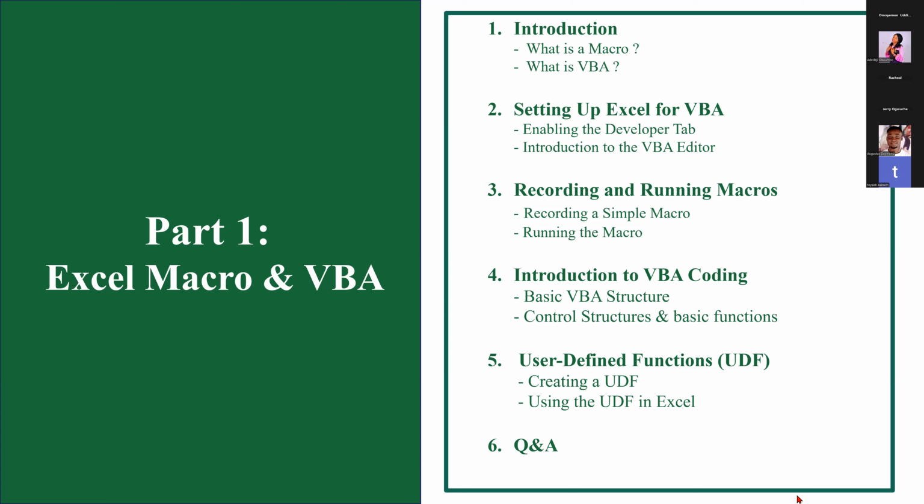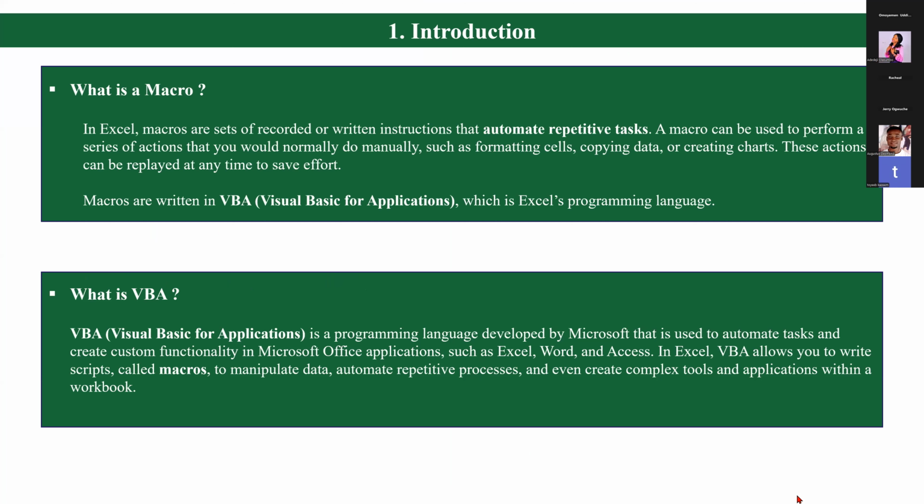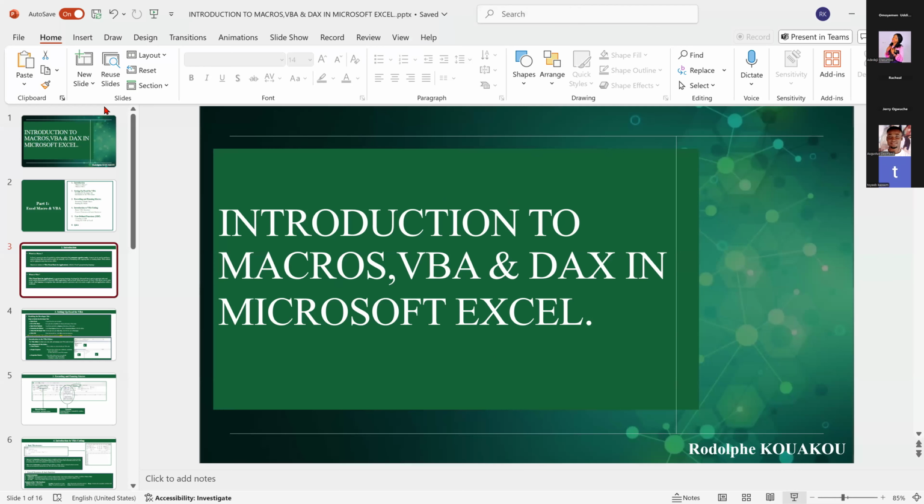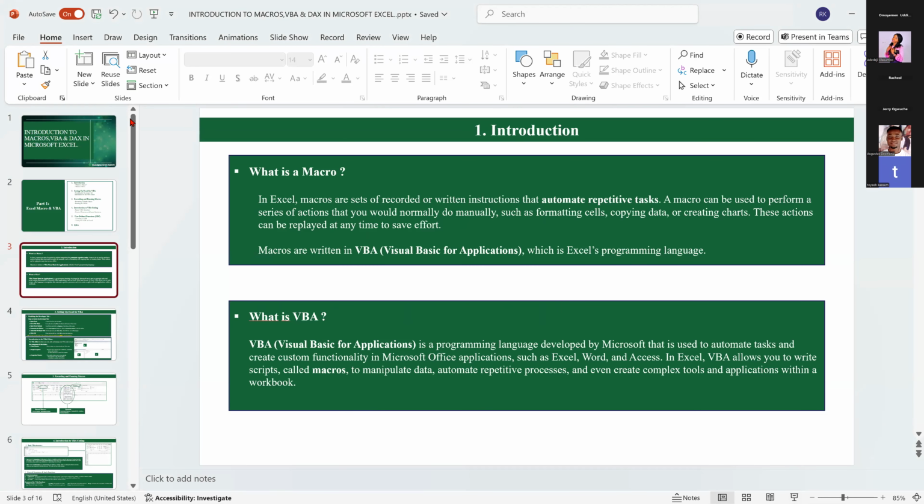So the first part, introduction. Basically, what is a macro? What is VBA? Here is the definition. A macro is just a set of recorded or written instructions for automated and repetitive tasks. You can read that. A macro is, for instance, when you want to do a task on Excel.